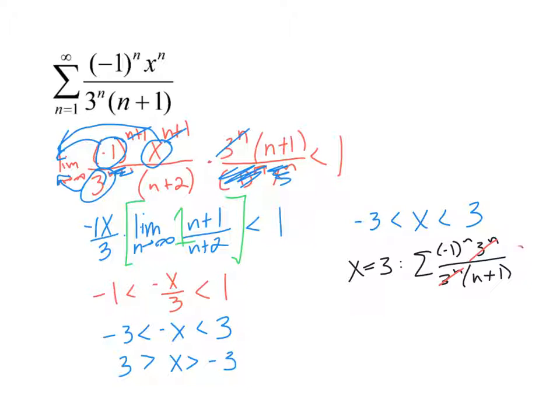This is conditionally convergent. So I'm going to add an equal sign on the 3 because 3 gave me at least conditional convergence. And remember, all I'm doing is searching for what numbers I could put in that will give me convergence. So now let's put in -3.